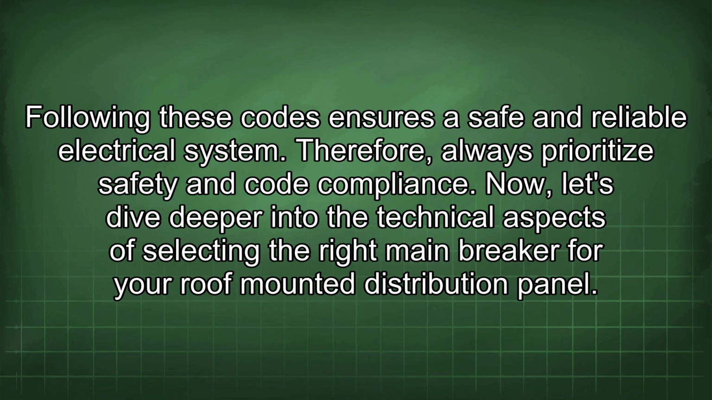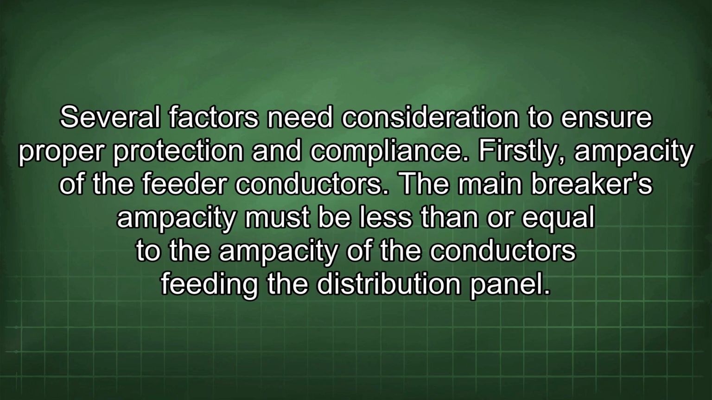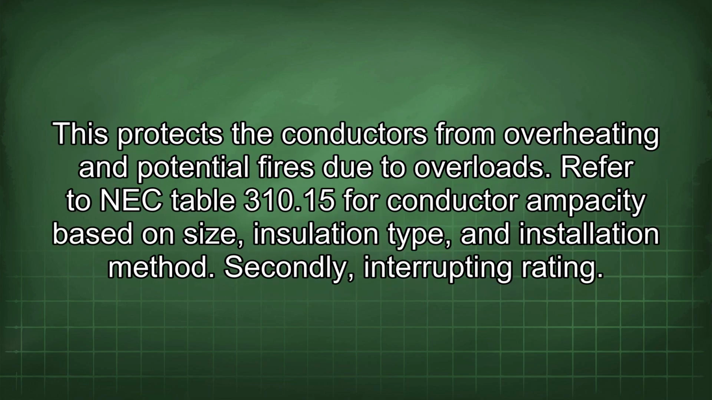Now, let's dive deeper into the technical aspects of selecting the right main breaker for your roof-mounted distribution panel. Several factors need consideration to ensure proper protection and compliance. Firstly, ampacity of the feeder conductors. The main breaker's ampacity must be less than or equal to the ampacity of the conductors feeding the distribution panel. This protects the conductors from overheating and potential fires due to overloads. Refer to NEC Table 310.15 for conductor ampacity based on size, insulation type, and installation method.